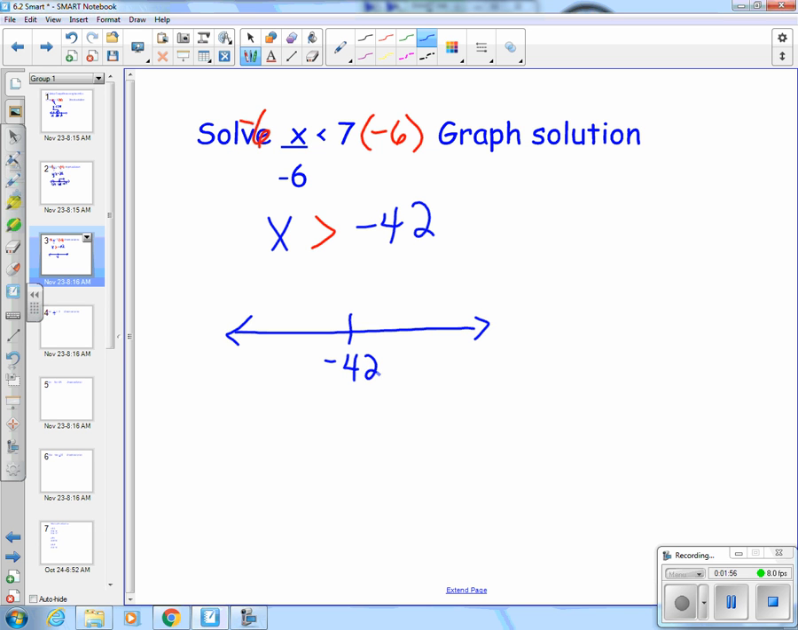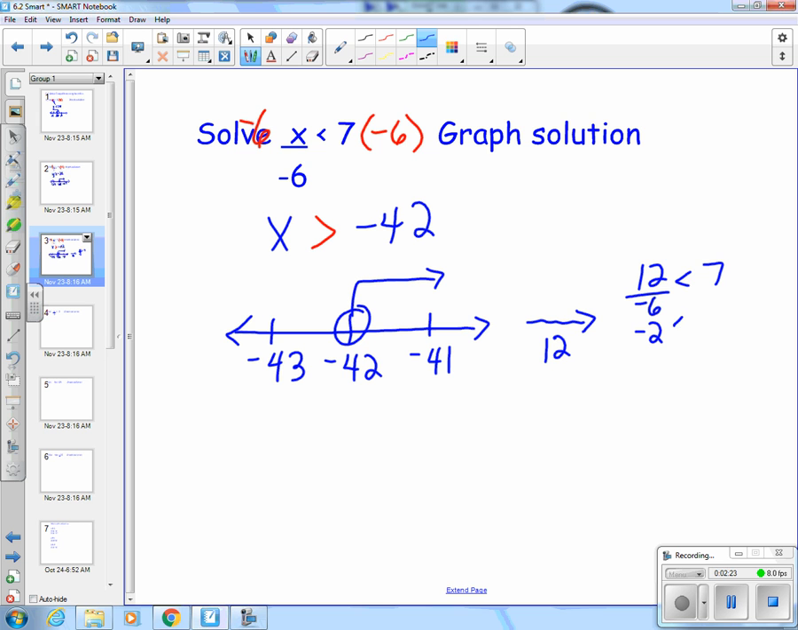We've got -42, -41, and -43, and we're supposed to have an open circle with all numbers to the right. Well, if I choose some number down here that is divisible by 6, let's say I choose the number 12 is divisible by 6. 12 divided by -6 is less than 7. Is -2 less than 7?